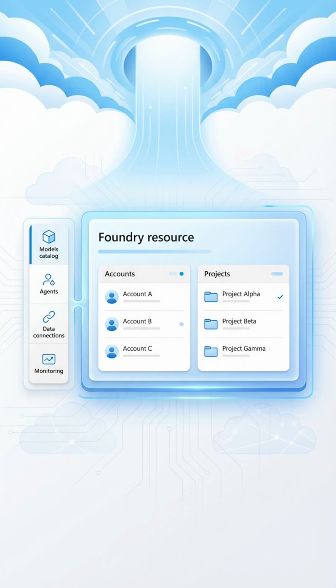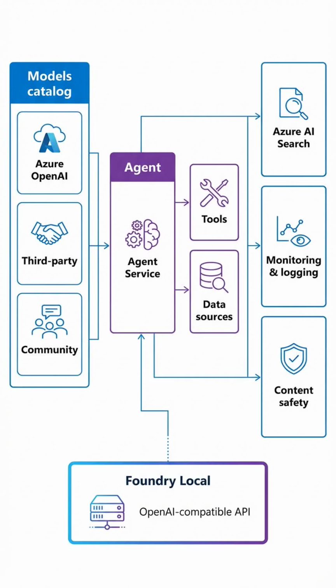For runtime, Foundry Agent Service orchestrates agents and workflows that call models, tools, and data sources. Azure AI Search and Data Connectors, Blob, SQL, Fabric OneLake, etc., power RAG and retrieval. Monitoring, evaluation, logging, and content safety provide observability and governance. Foundry Local adds an on-prem edge option via an OpenAI-compatible REST API for high compliance or offline scenarios.